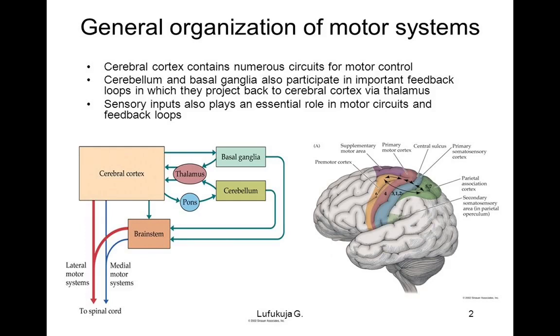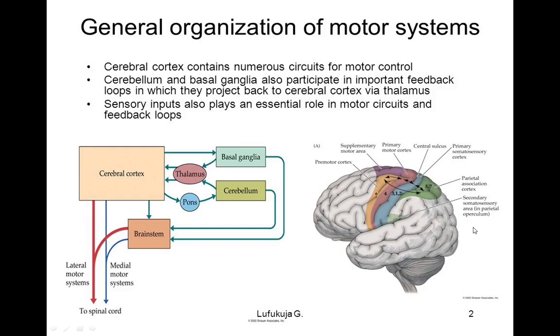Okay, clear? And all this information is finally sent back to the primary. Now, an integration of all this information is eventually sent to the motor cortex. Motor cortex sends it to the basal ganglia and the cerebellum, and then these areas refine the movements.